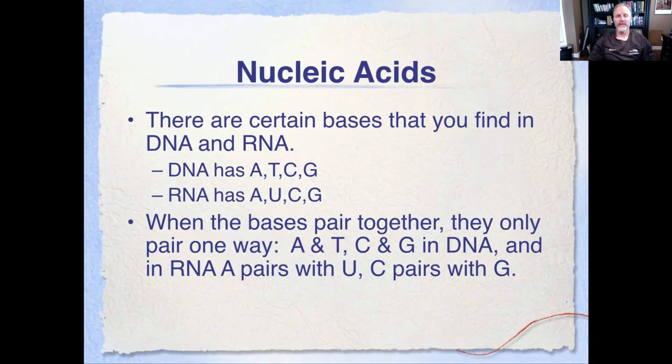Okay? So the bases that you find in DNA, of course, and we've discussed this, and most of you know, are A, T, C, and G: adenine, thymine, cytosine, and guanine. Those are found in DNA. And then RNA has A, U, C, and G: adenine, uracil, cytosine, and guanine. So when they pair together, of course, you have adenine pairing with thymine, and you have cytosine pairing with guanine in DNA. And then with RNA, you have uracil in place of the thymine. So adenine is pairing with uracil, and cytosine is pairing with guanine. So A to T and C to G in DNA, A to U and C to G in RNA.